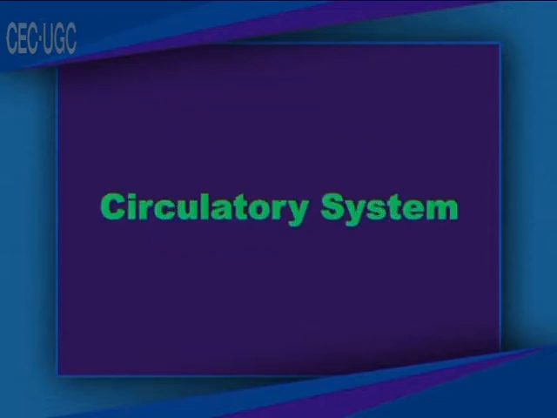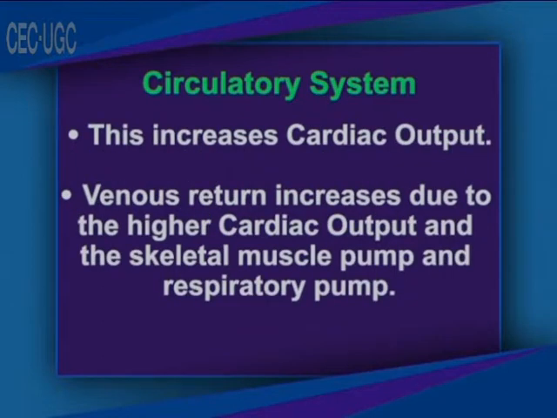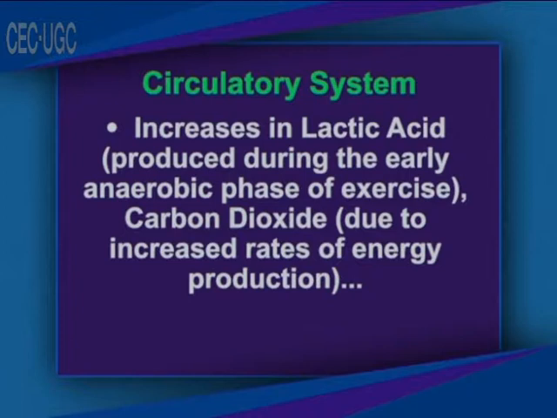Circulatory system. The release of adrenaline, often before exercise even begins, causes the heart rate to rise. This increases cardiac output. Venous return increases due to a higher cardiac output and the skeletal muscle pump and respiratory pump. Increases in lactic acid are produced during the early phase of exercise.